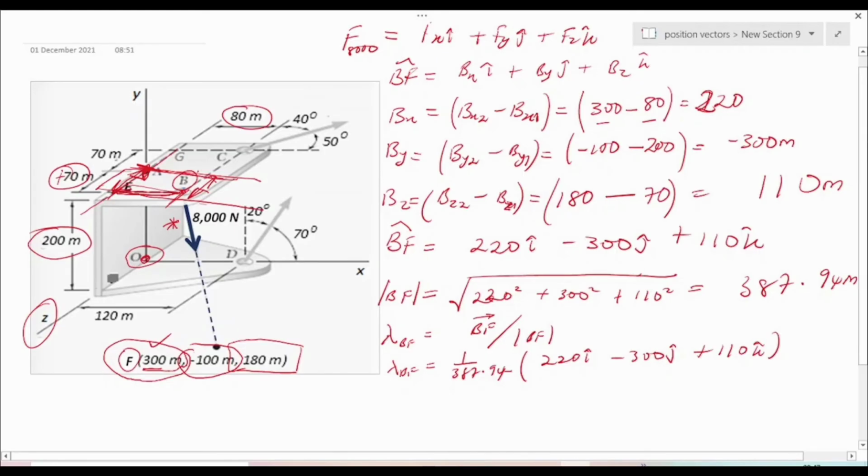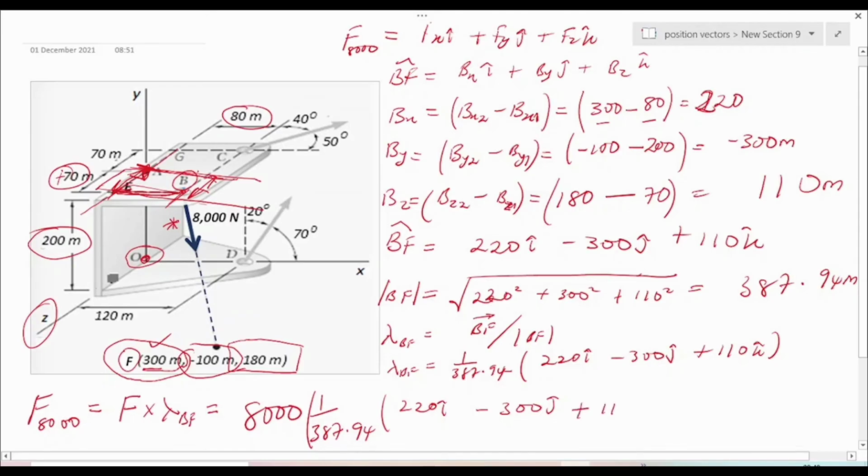Once the unit vector is obtained, the next thing is to find the force components. To find the force components, our force, that's the 8,000 newtons force that we have, is equal to the magnitude of the force, which is 8,000, multiplied by the unit vector of the force. So if we do that, we get 8,000 newtons multiplied by 1 over 387.94, all of this multiplying 220i minus 300j plus 110k.